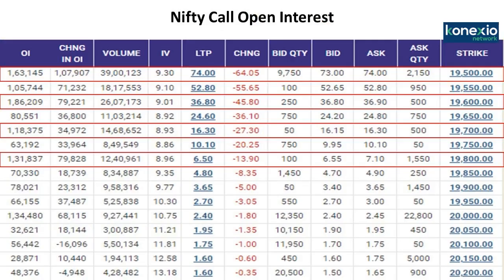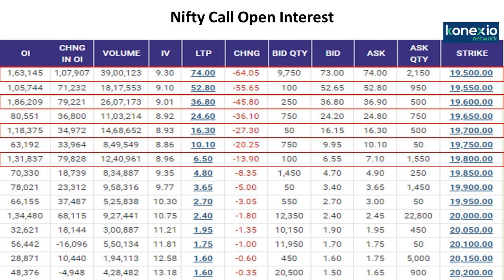So friends, now let us check out Nifty call data. Let us try to analyze the Nifty option data, which is Nifty calls. In Nifty calls, you can clearly see the action was seen in 19,500 calls, then 19,600 calls, 19,700 calls, and 19,800 calls. The most important thing I would like to say is the fall in the option premium, which clearly indicates that smart money is already writing out of the money calls.